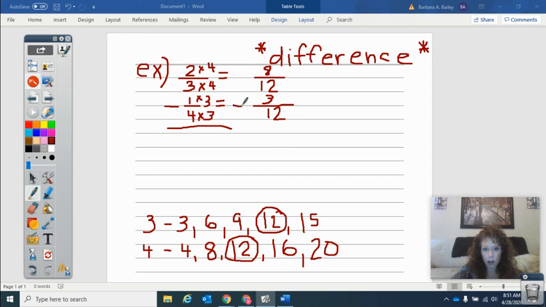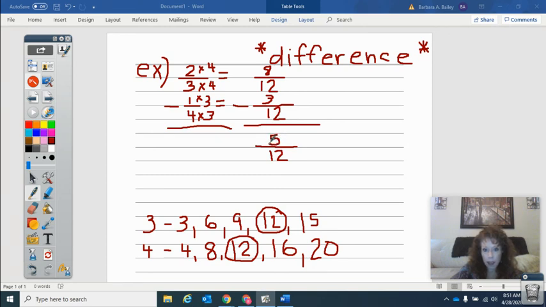And remember, my operation is subtracting. I'm finding the difference. I won't subtract the denominators. Same, same, same. I'm going to bring down my 12. But I will subtract my numerators. So 8 minus 3 is 5.